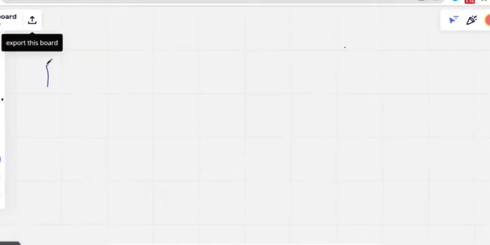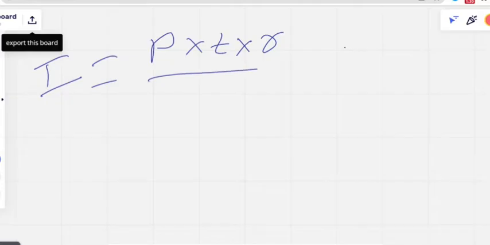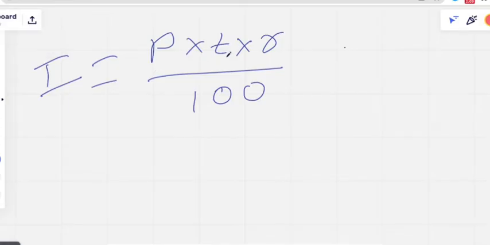So simple interest is denoted with I. It will be calculated as P into T into R by 100. For every 100 we are calculating this certain kind of calculation. So simple interest is P into T into R by 100, where P is the principal amount, T is the time period, and R is the rate of interest.